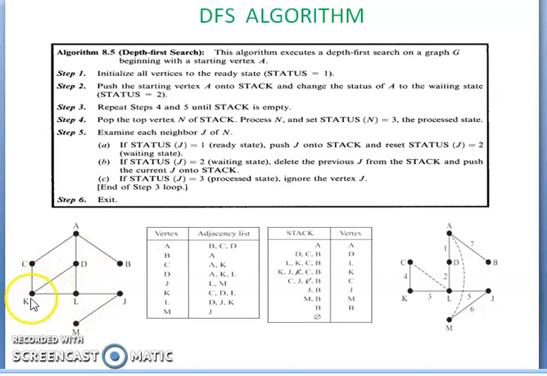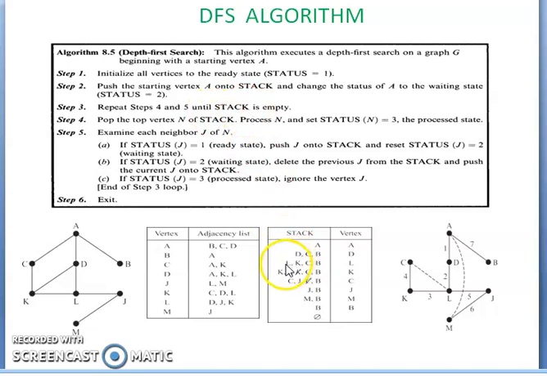Those two neighbors' status can be changed from 1 to 2, and push those two onto the stack. In the order, first you push K and then L. Once that is over, steps 3 and 4 are over, then come back to step 3. What is the top of the stack? L. Just take the top of the stack.